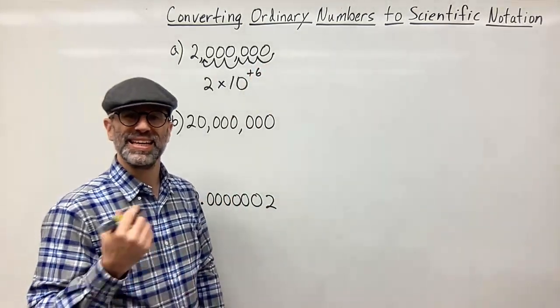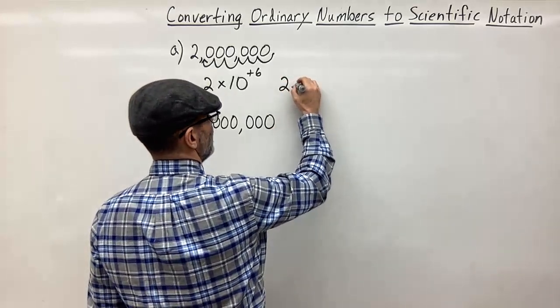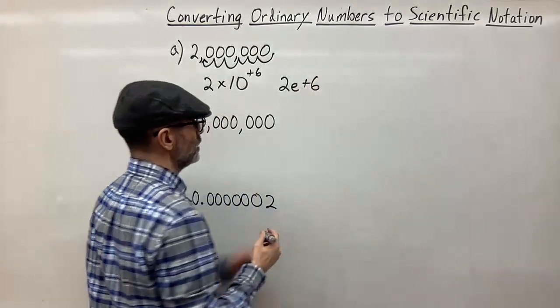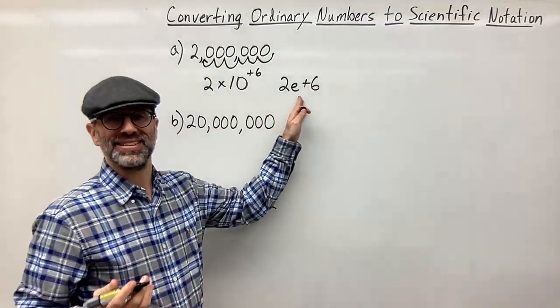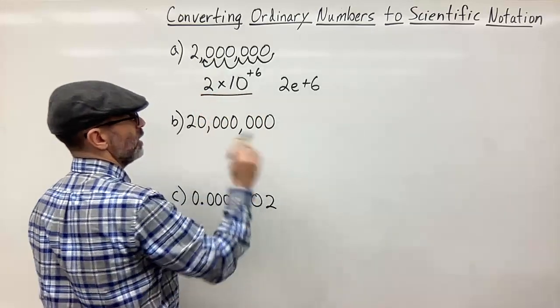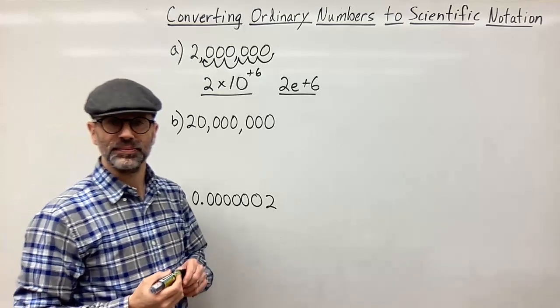Or if you use the E form, it would be 2E and then plus 6, because the E represents times 10. But this is normally how we write it. But sometimes if you need to, you can write it with the E.